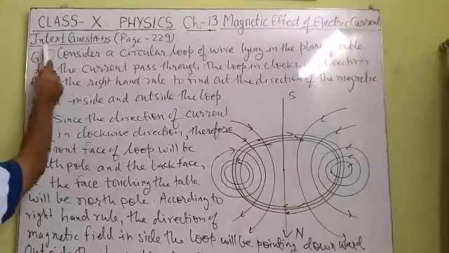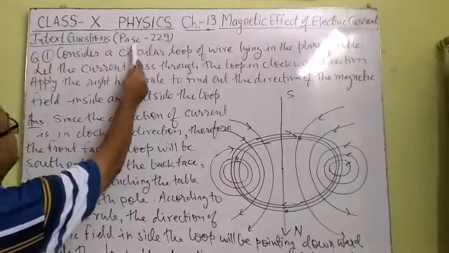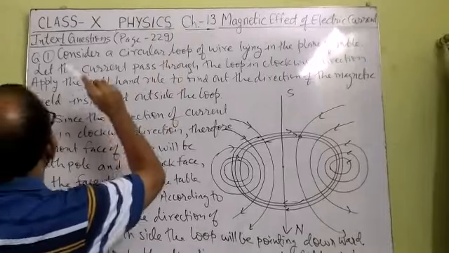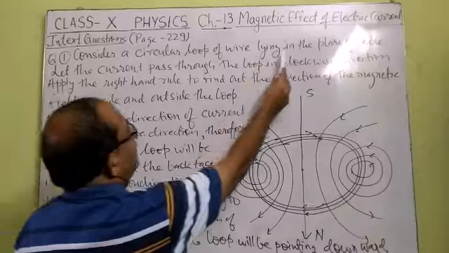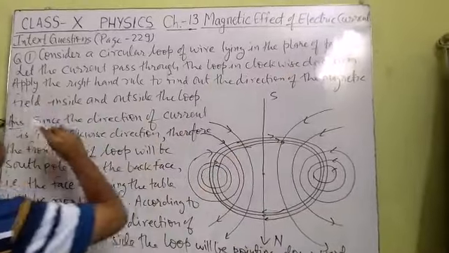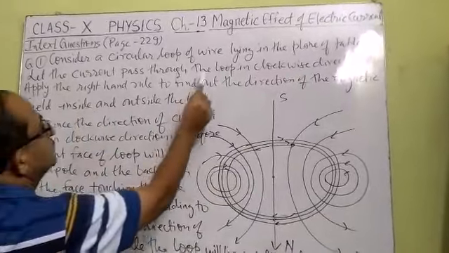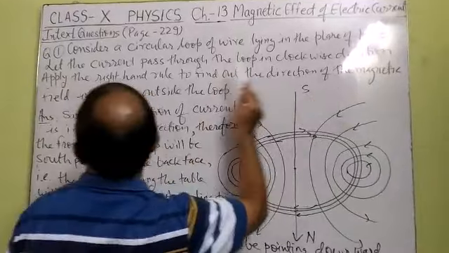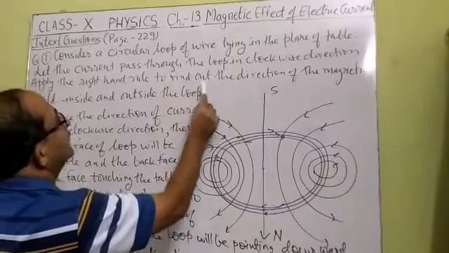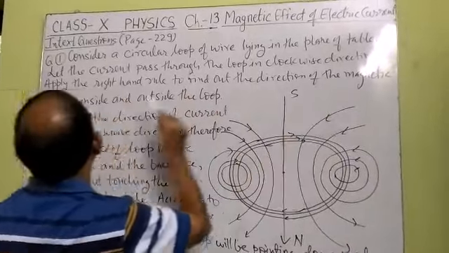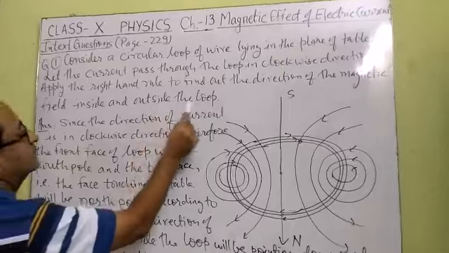Now we shall discuss in-text questions of NCERT book at page 229. Question number 1. Consider a circular loop of wire lying in the plane of table. Let the current pass through it in the clockwise direction. Apply the right hand thumb rule to find out the direction of magnetic field line inside and outside the loop.